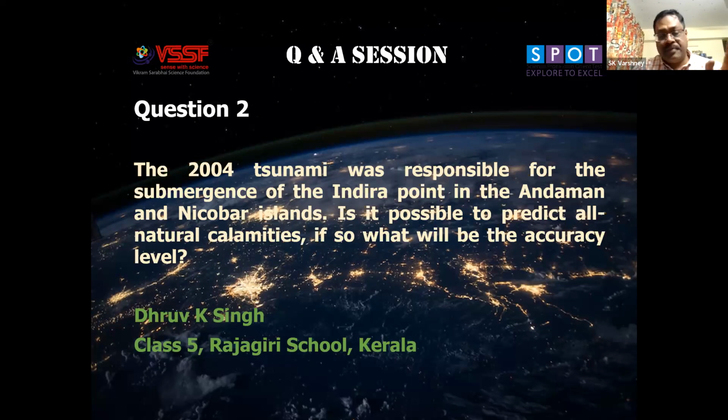So excellent prediction, 100% it is true. And we have been alerting not only the Indian community, but also other countries which are likely to get affected by tsunami. The second part of your question: can we predict all natural calamities? That is a little difficult. It is possible to predict things like flood, drought, cyclones, or hurricanes, whatever you call it.